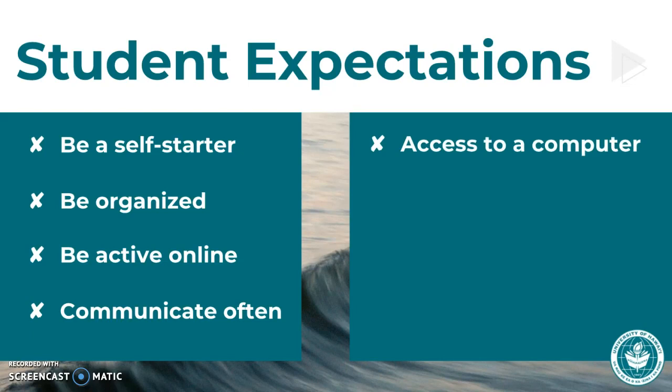Online learners are also expected to have regular access to a computer. Technology and internet access are really essential components to online learning success. And it's imperative that these learners have access to a computer or electronic device that meets these basic requirements. Do you have regular access to a computer or electronic device and the internet?